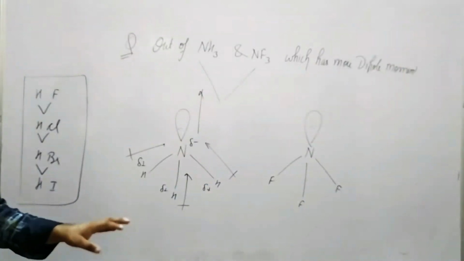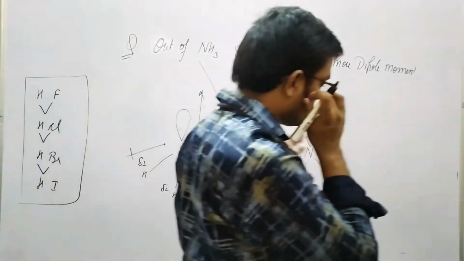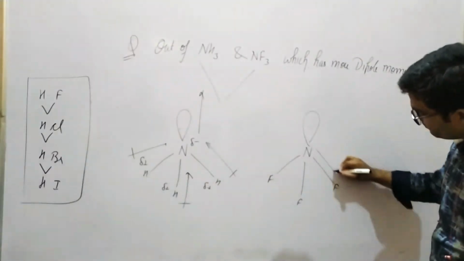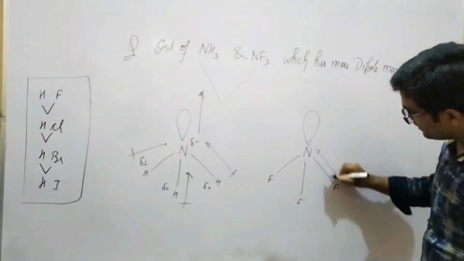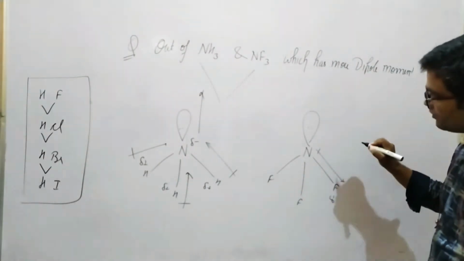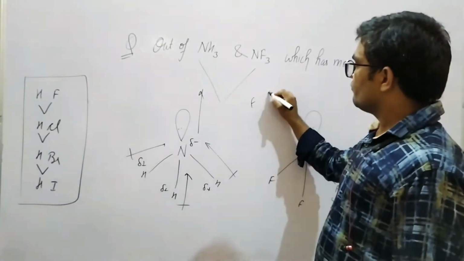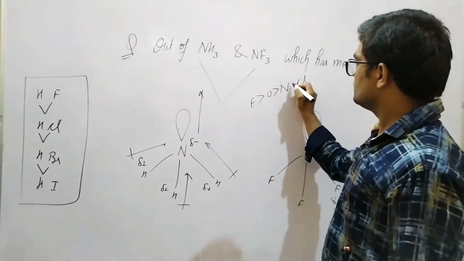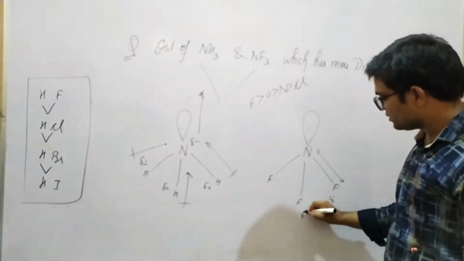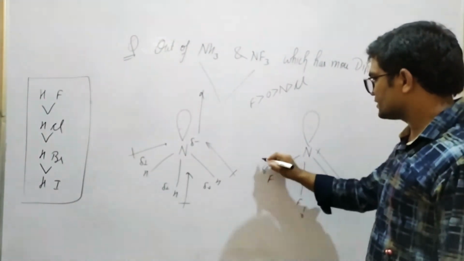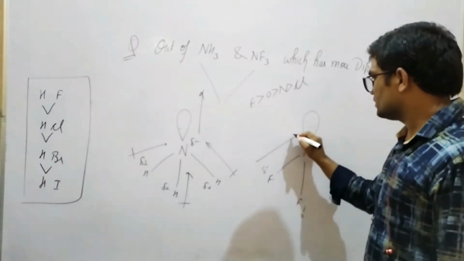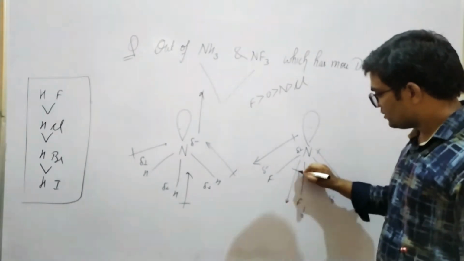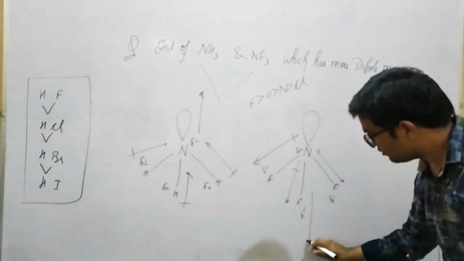There is no doubt, there is a directional dipole moment towards the upper side. But let's see here. It comes out to be in this direction because fluorine is more electronegative. Because we should know the electronegativity order: fluorine is more electronegative than oxygen, than chlorine. Therefore, fluorine is more electronegative. The direction comes out to be like this. The net dipole moment is toward the downside.